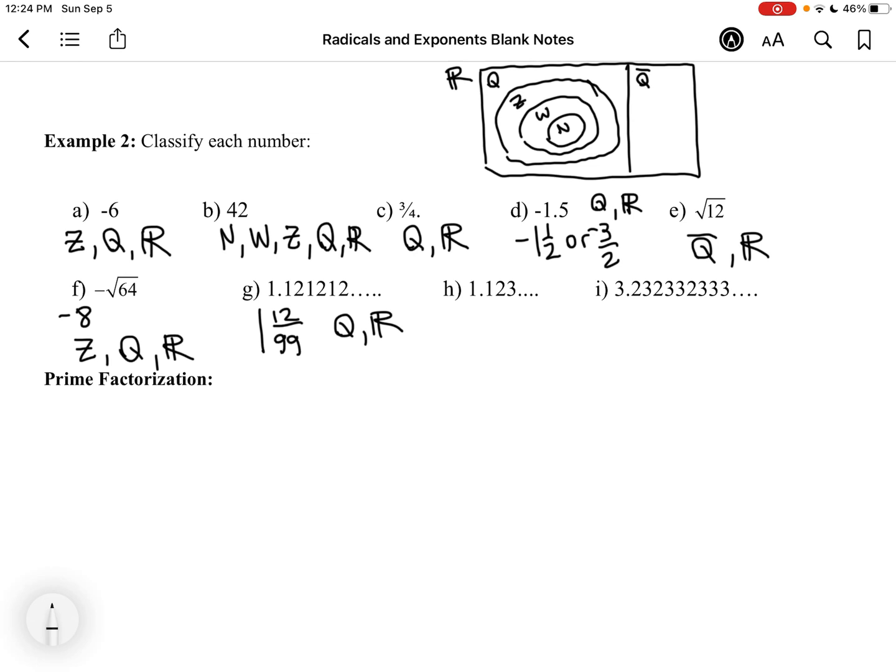There is a pattern to the decimals, but it's not a repeating pattern. So to be rational, it has to be repeating. This is an irrational number. It's also real though.